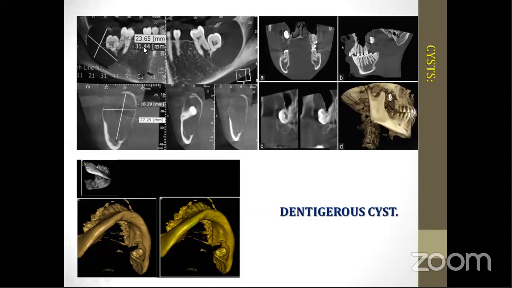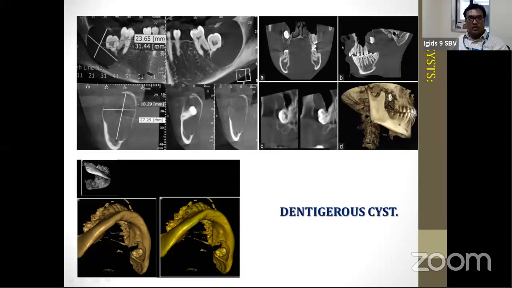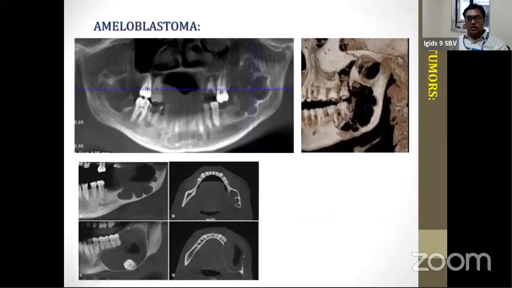That would probably give me good confidence in planning my surgical excision of this particular lesion along with the tooth. So a lot of information there on 3D CBCT of the cysts. Likewise, quickly take a look at another picture of ameloblastoma. Okay, so this is the curvilinear section and this is a 3D reconstruct model.